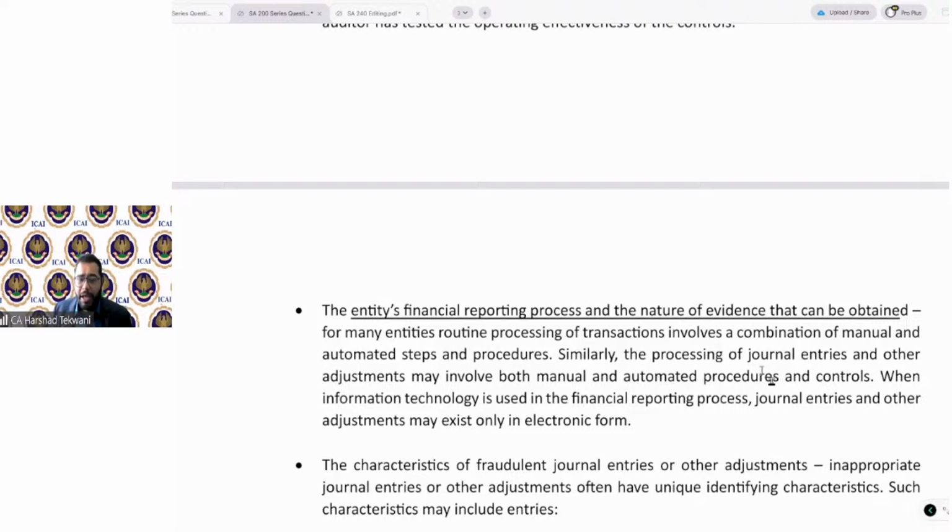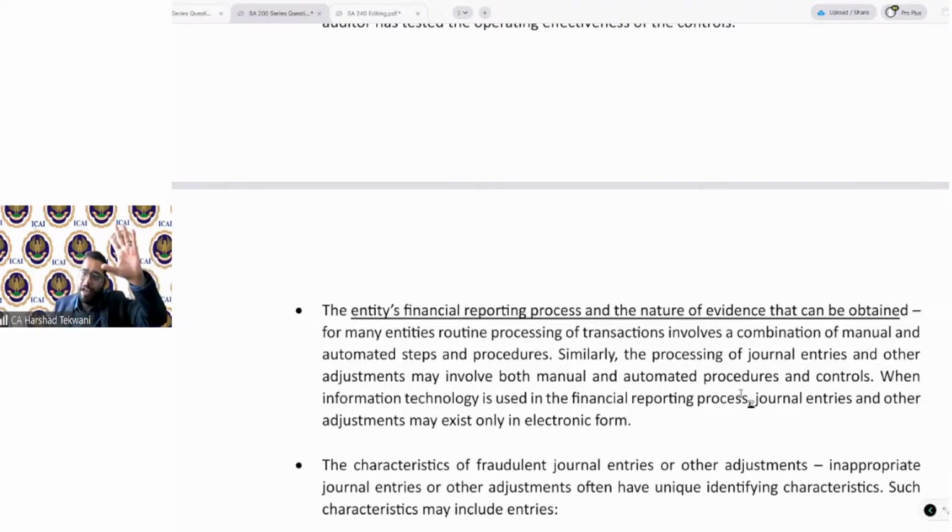Let's say, for example, there are many journal entries which are routinely processed, or which are recurring journal entries. In that case, I need to understand that this is a recurring one, I'll test one, and I'll get comfort on the others. I'll understand what is the combination of manual or automated steps or procedures in the calculation of those recurring journal entries. So I need to understand the process first.